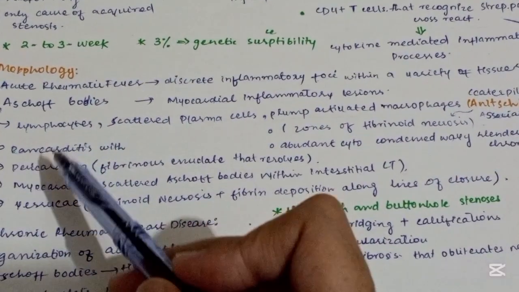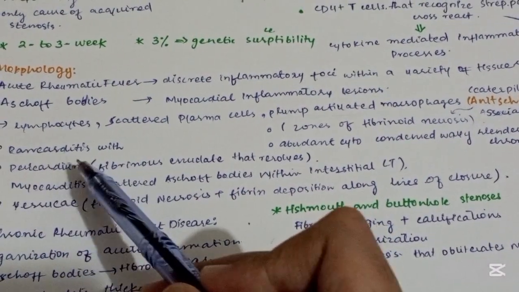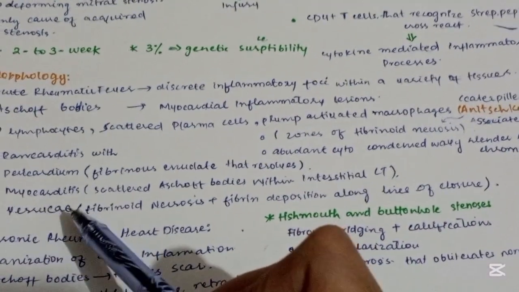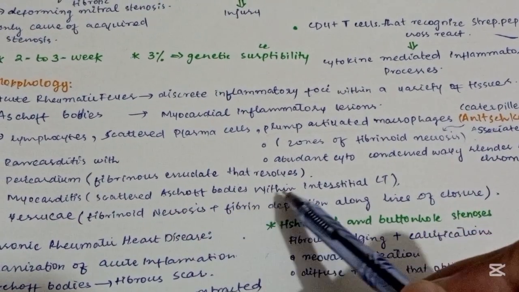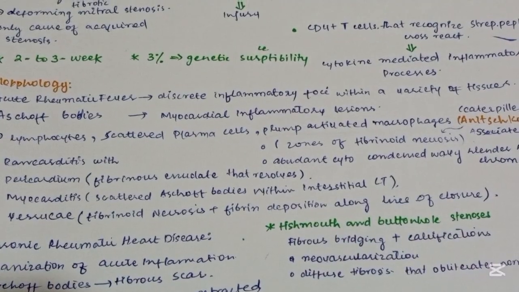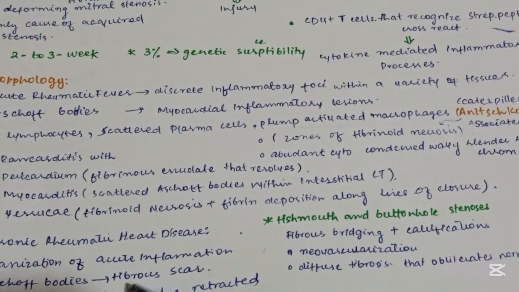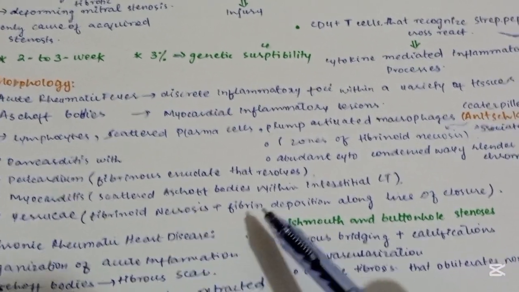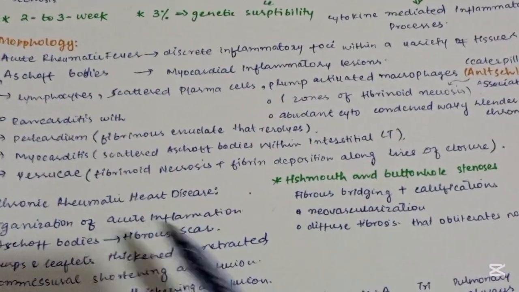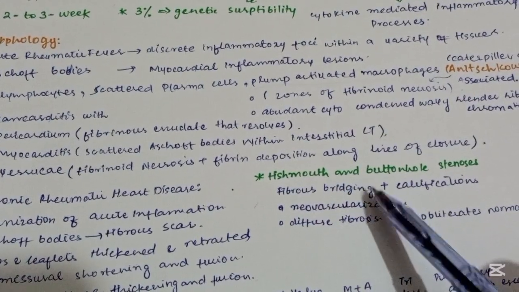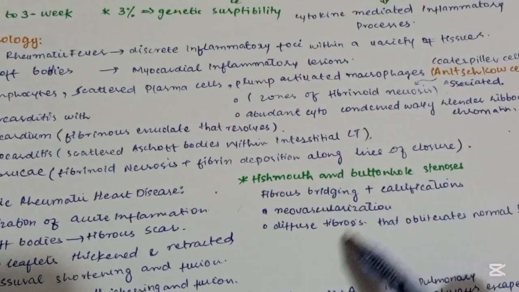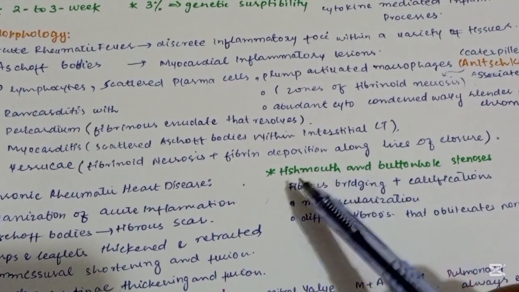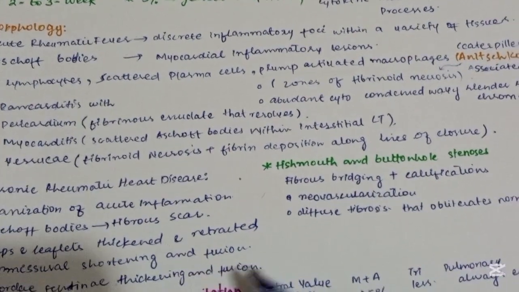Okay, so it is actually present as pericarditis. In the pericardium, there is fibrinous exudate that resolves mostly. In myocarditis, there are scattered Aschoff bodies within interstitial connective tissue, and vegetations. They are actually the fibrinoid necrotic area along with fibrin deposition along lines of closure. So we have mouth of fish, a fish mouth, and buttonhole stenosis, and this is actually a manifestation from chronic rheumatic heart disease.